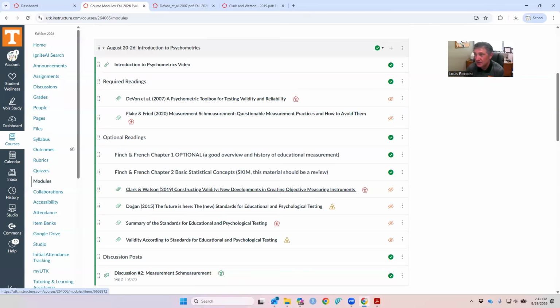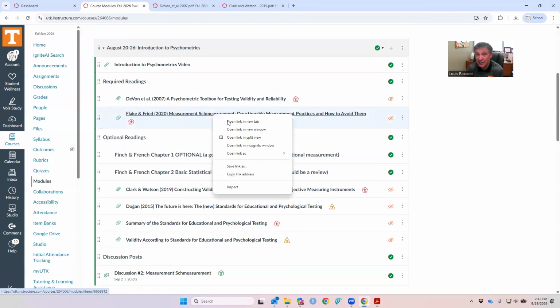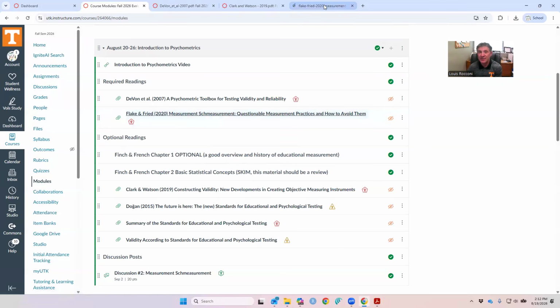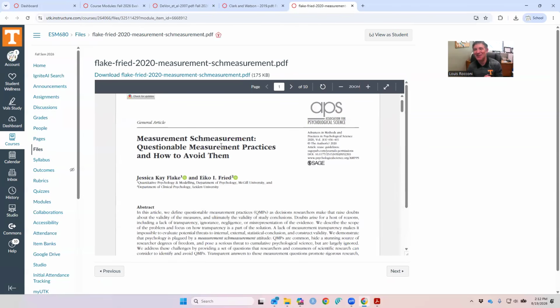The other main reading we're going to read is this Flake and Fried article, "Measurement Schmeasurement." I love the name of this one. It talks about questionable measurement practices and steps you're going to take to avoid them. With a lot of the methods we're going to talk about this semester, there are a lot of decisions and a lot of steps that go on in the process. There are a lot of what we might call researcher degrees of freedom that you have to decide: I could do it this way or I could do it like this. Or I think a factor loading of this size. There's a lot of decisions that you're going to make along the way.